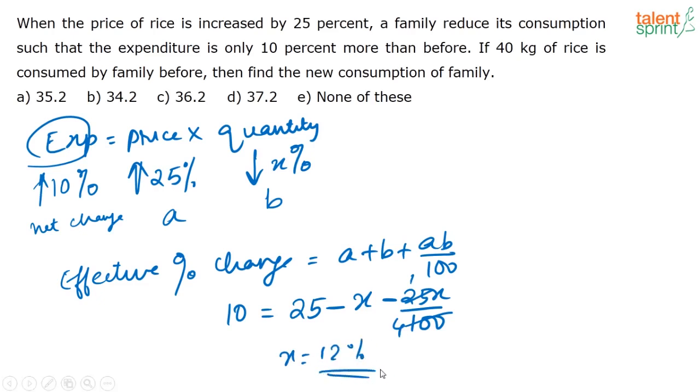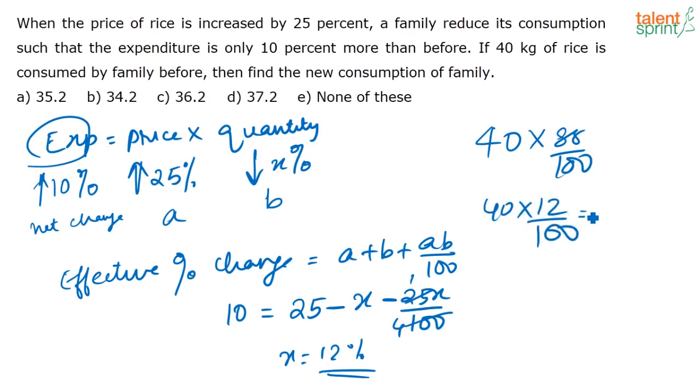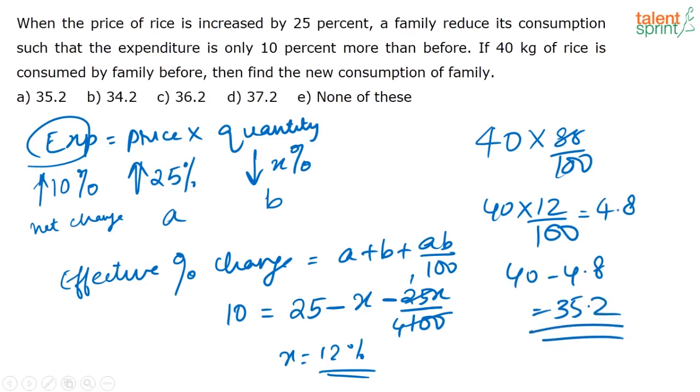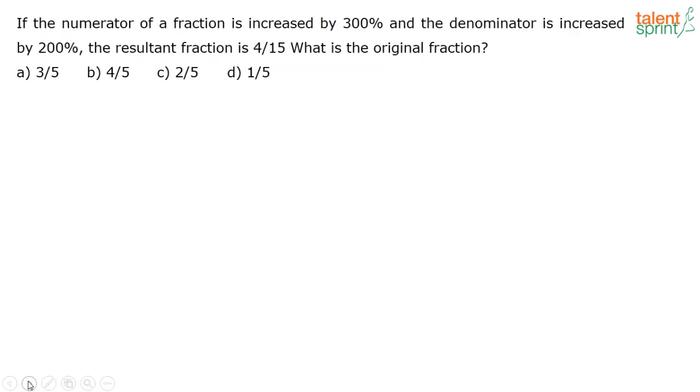So what do you understand from that? See, the quantity that I am consuming is reducing by 12%. So what is my new consumption now? It is nothing but 40 into, either you can do 88 by 100 or you do 40 into 12 by 100, correct? This comes to 4.8, subtract 40 minus 4.8, that is equal to 35.2. Hope it's clear. Let's move on to the next question.